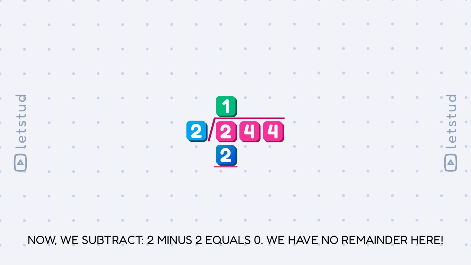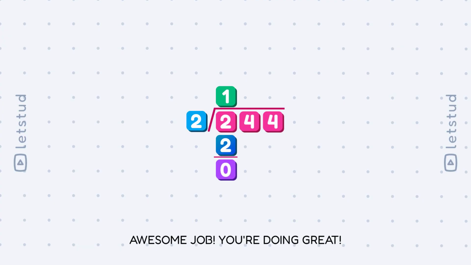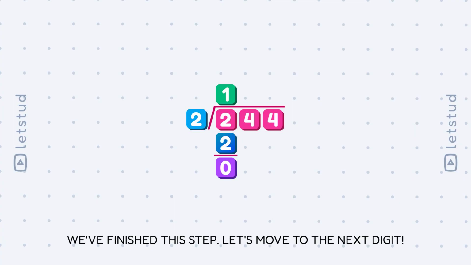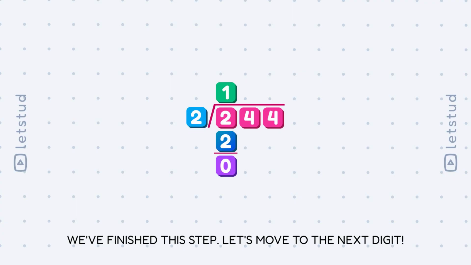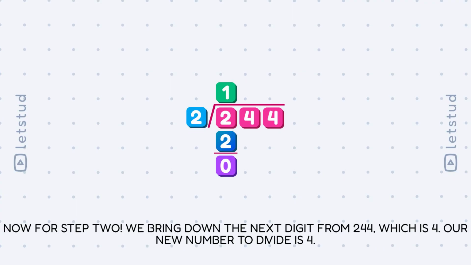Now we subtract: 2 minus 2 equals 0. We have no remainder here. Awesome job, you're doing great. We've finished this step, let's move to the next digit. Now for step 2, we bring down the next digit from 244, which is 4. Our new number to divide is 4.